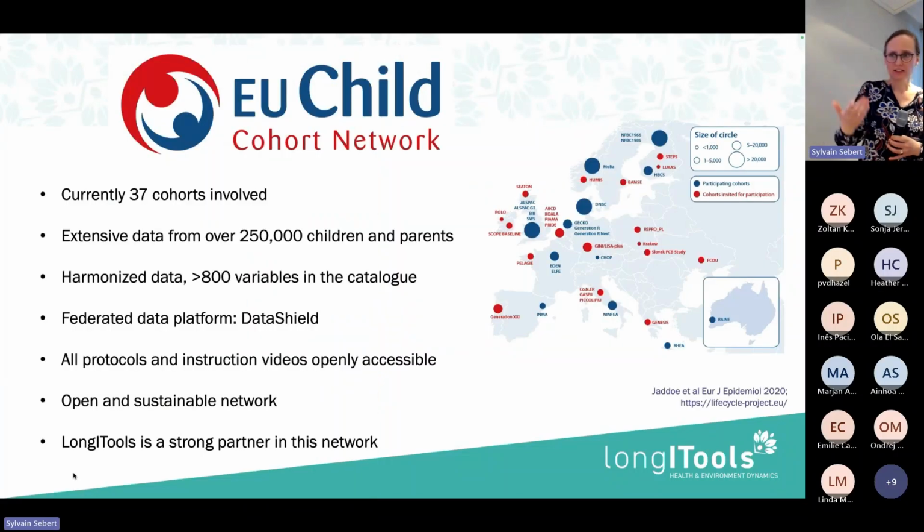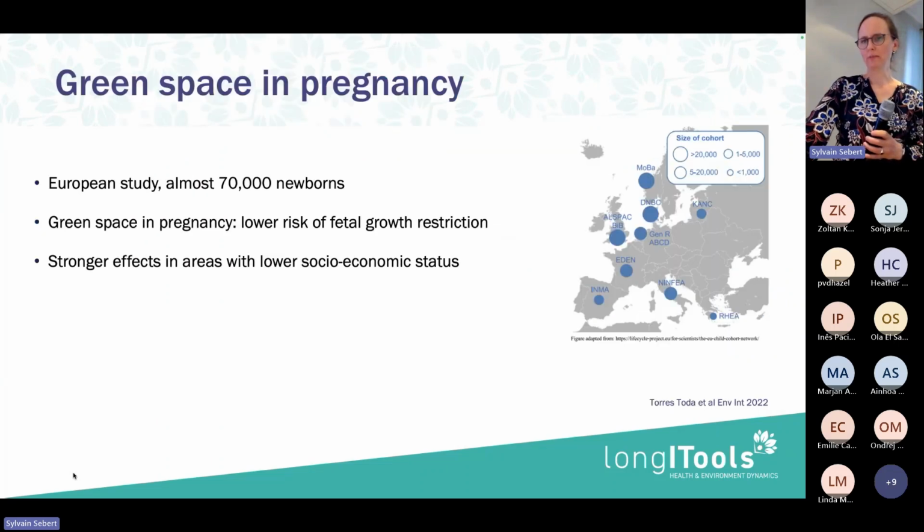Now, clearly, as I said, there are multiple cohorts that focus on early life in LongITools, but also across Europe. And we come together in a larger network that's called the EU Child Cohort Network that LongITools has also strongly contributed to. This is a network now of 37 cohorts where we have data on over 250,000 children and their parents. Many of the data have been harmonized. It's been discussed earlier today. And this is a network where we can do similar studies in a larger context.